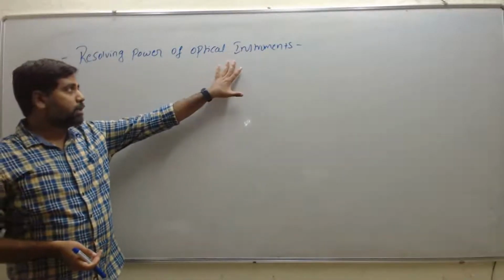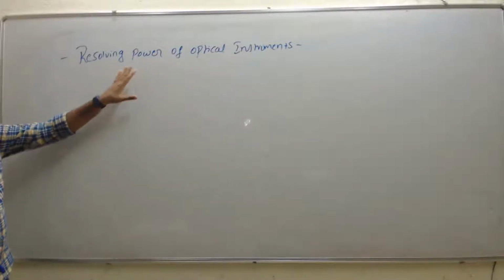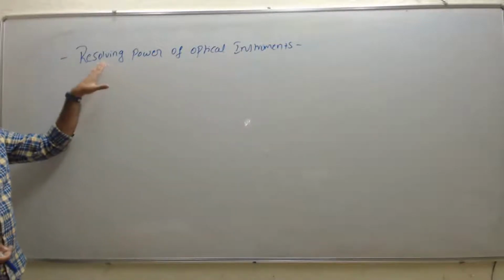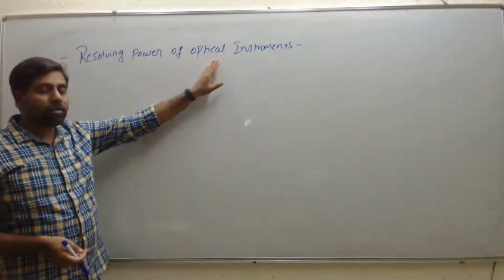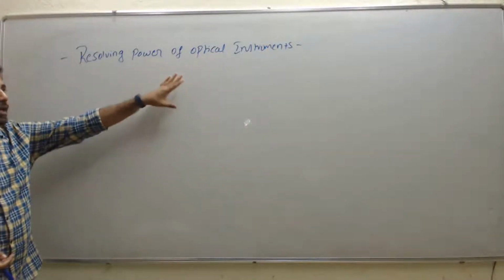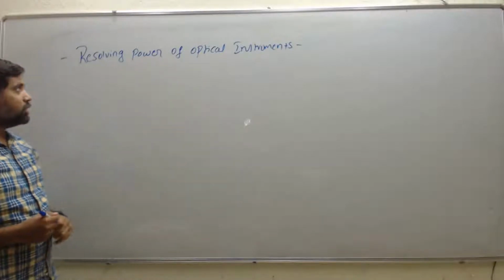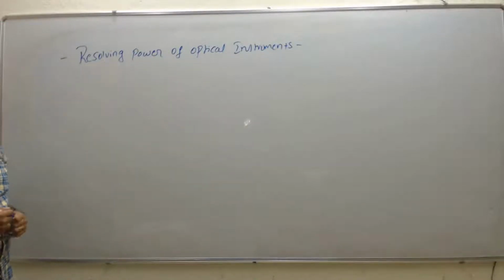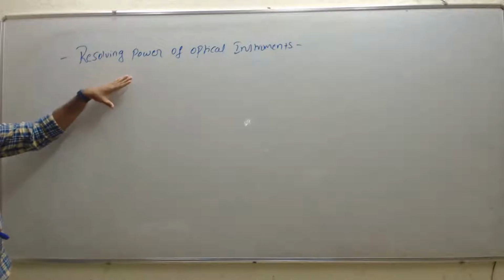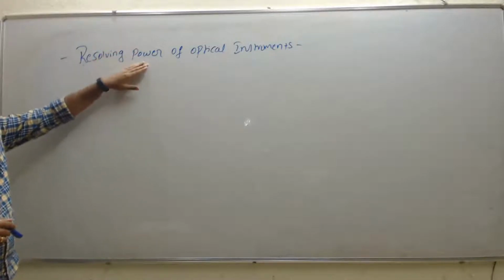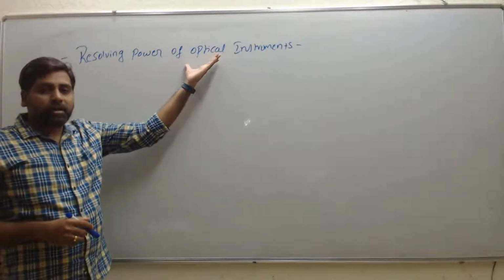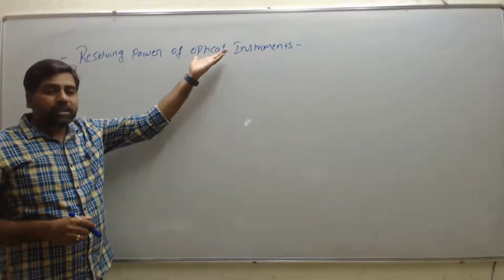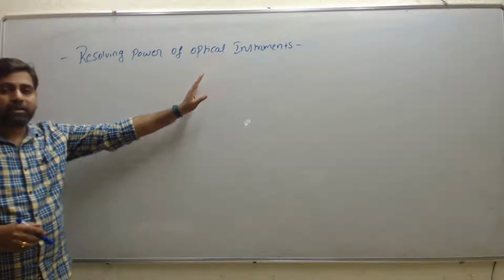So those are the optical instruments. Here in this chapter we are going to study the resolving power of those optical instruments, that is resolving power of the microscope and resolving power of the telescope. So what is resolve? First we have to know resolve, then we move on to the resolving power. After knowing the resolving power, we will see how we resolve in microscopes and in telescopes, right?